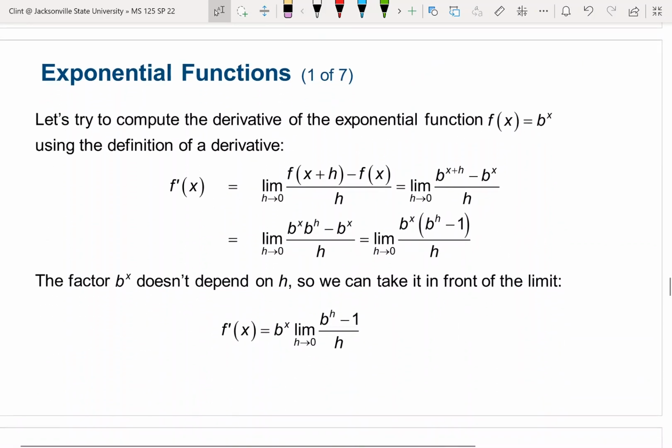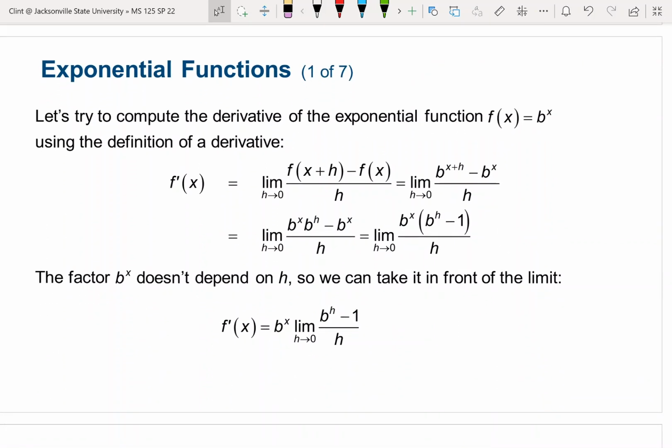So let's try to remember a little bit about exponential functions. Here's some exponential function we're calling b to the x power. If we think about trying to do the limit definition, when we plug into the limit definition we get b to the x plus h power, plugging in x plus h to the exponent, minus b to the x.